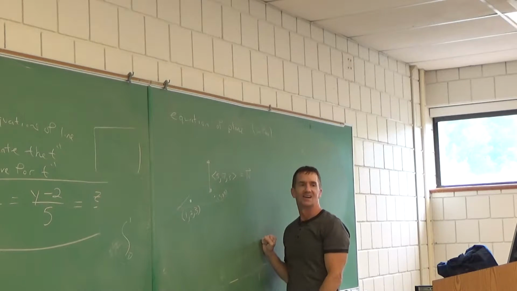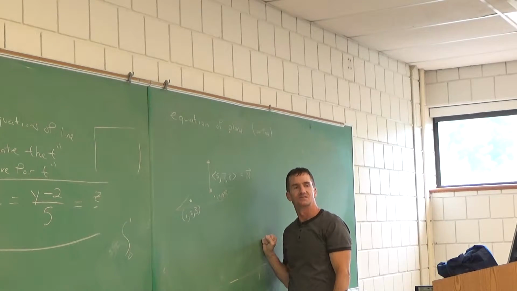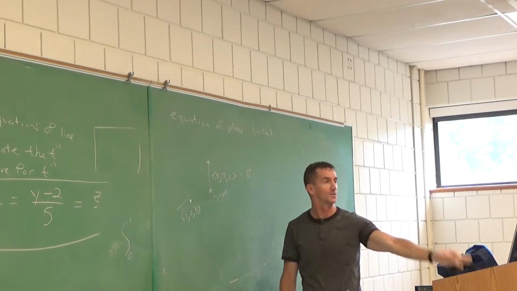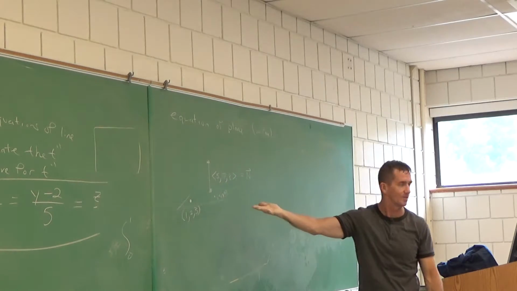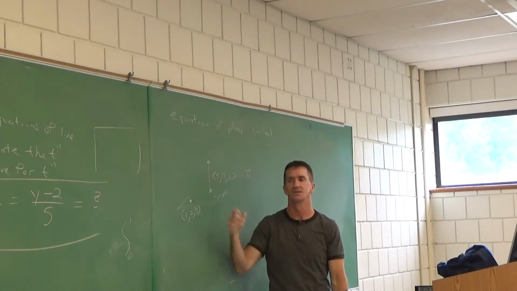And everyone, what's the dot product of two perpendicular vectors? 0. That's how we're going to form every equation of a plane. So here's the math formula for an equation of a plane. I'm going to do the dot product of this vector and this vector.